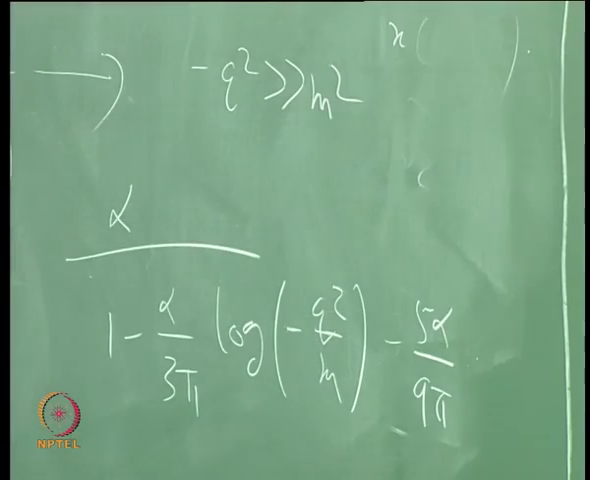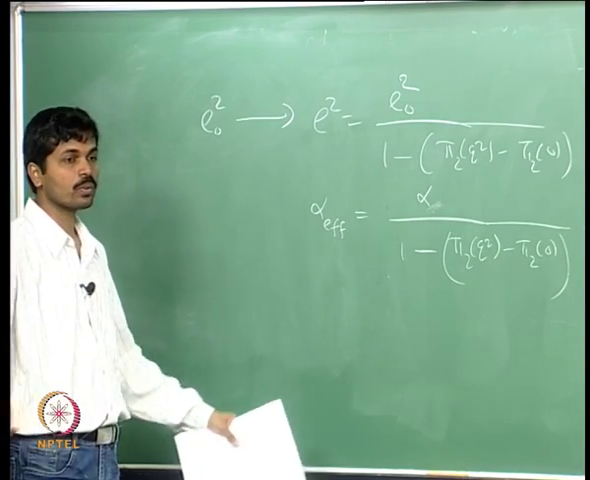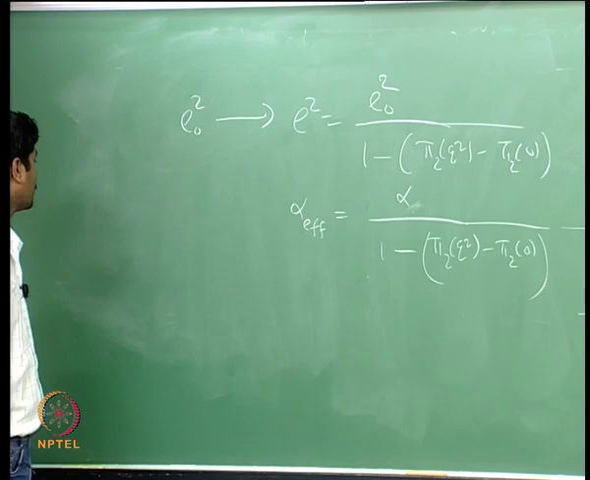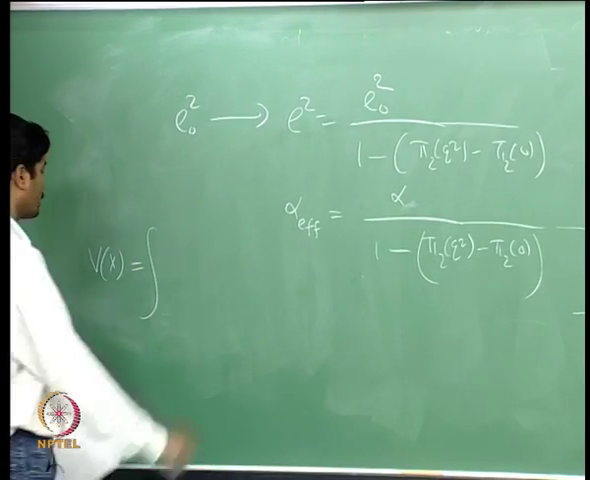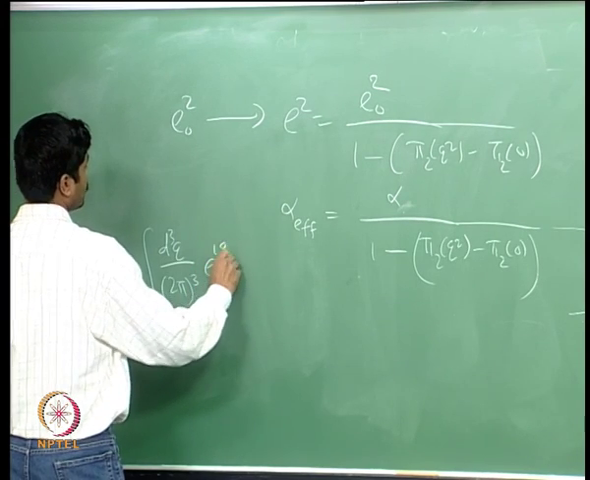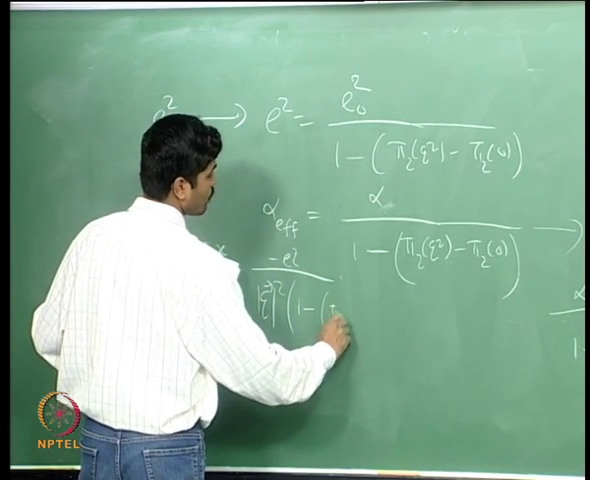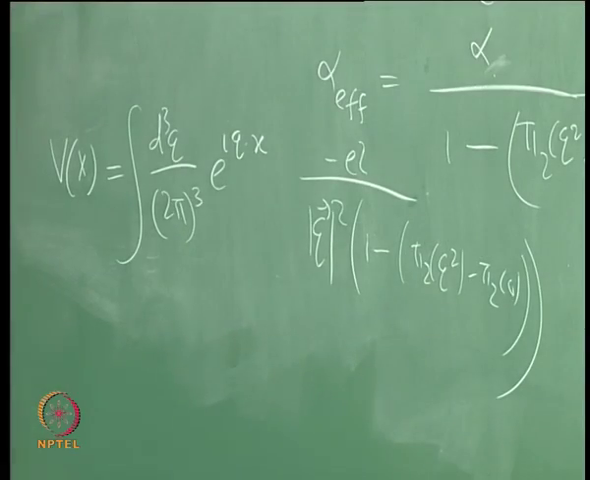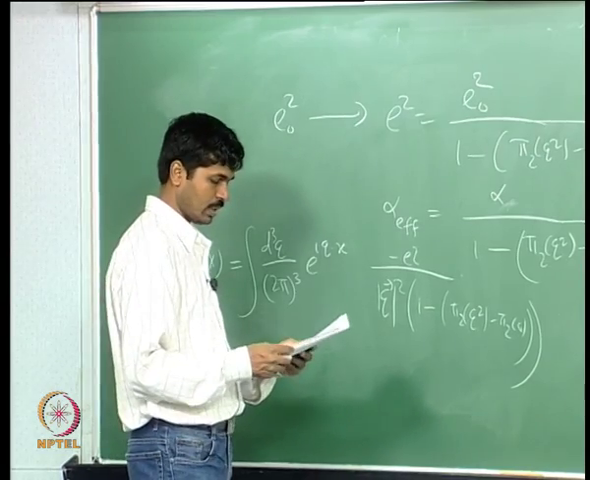So, you can see the q square dependence of the electric charge. Similarly, you can take the non-relativistic approximation and then you can compute the effective potential. The pi 2 of q square basically changes the electromagnetic interaction, and the effective potential is basically given by V of x, you can just take the Fourier transform here. So, this is integral d cube q over 2 pi cubed e to the power i q dot x times minus e square divided by q square times 1 minus pi 2 of q square minus pi 2 of 0. So, this is what is basically determining the effective potential up to one loop order. All right.